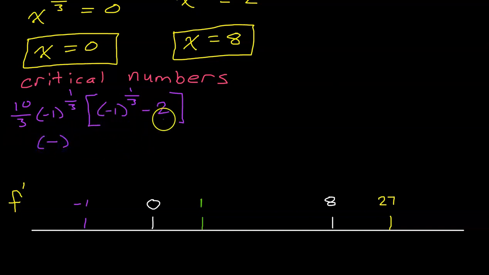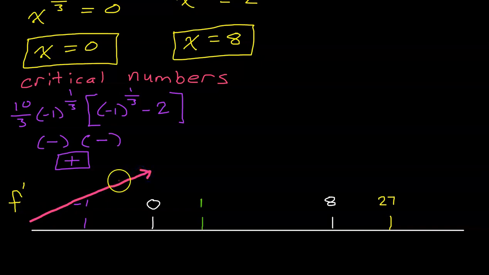Now inside of the parentheses here, negative 1 to the 1/3 power is negative 1. So I have negative 1 minus 2, that's negative 3. All I really care about is this is negative. But a negative times a negative is a positive. So the first derivative test tells us whether or not the function is increasing or decreasing. So this positive tells me that the function is increasing in this interval. So I will show that with this little increasing arrow.